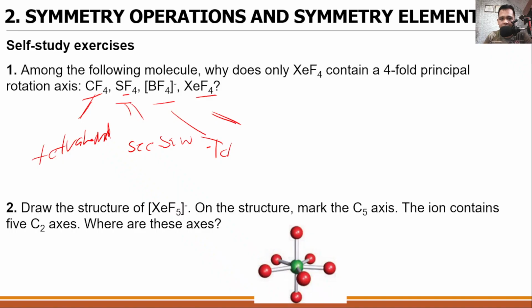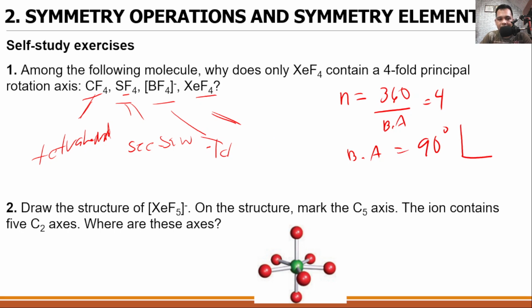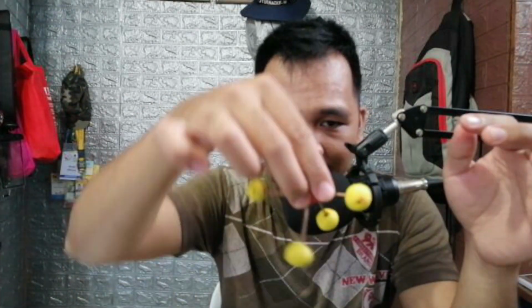When we say fourfold principal axis, what is our formula again? n is equal to 360 degrees over the bond angle. Since n is equal to 4, the bond angle is 90 degrees. So, in the case of our tetrahedral, it has no 90 degree bond angle, but rather it only contains a 120 degree. Same case with the seesaw shape SF4, sulfur tetrafluoride. So, its principal axis is actually C2.